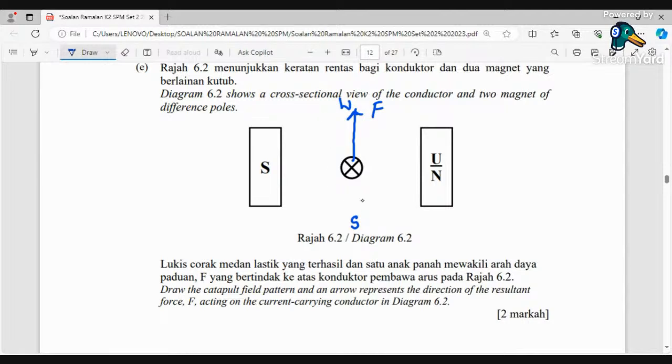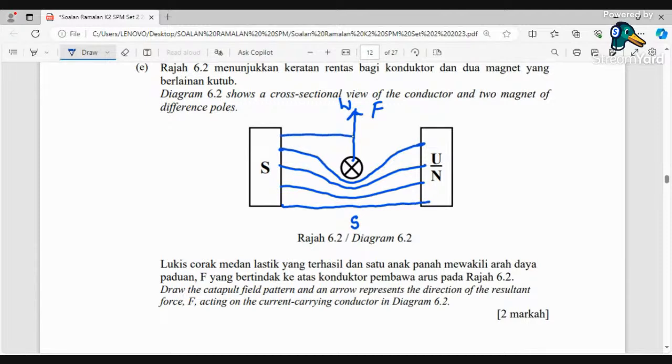Okay, macam mana nak draw? Kalau strong, bahagian bawah ini lebih banyak line. Jadi kita ambil line dari atas, bawa ke bawah, sebab line tu dia akan kumpul di sini ya, sebab sini lebih strong. Atas ini just tambah saja. Tandakan direction dia ialah north to south. So ini panggil catapult field. Mesti nampak macam ni ya, non-uniform field.